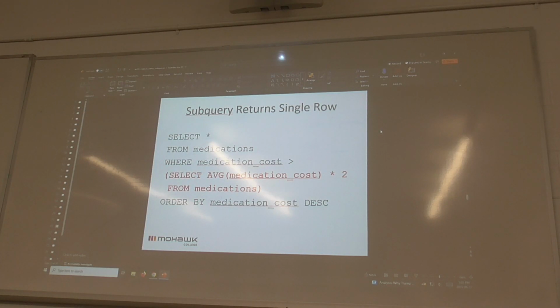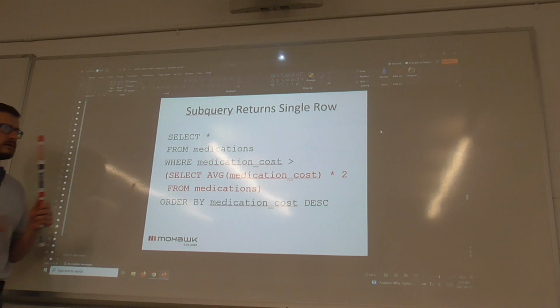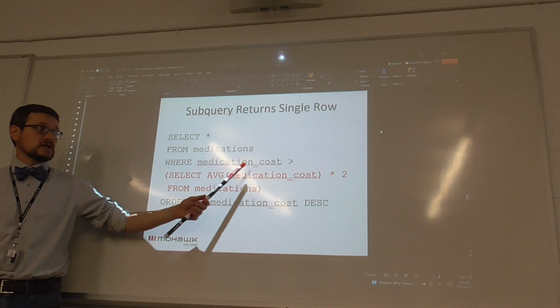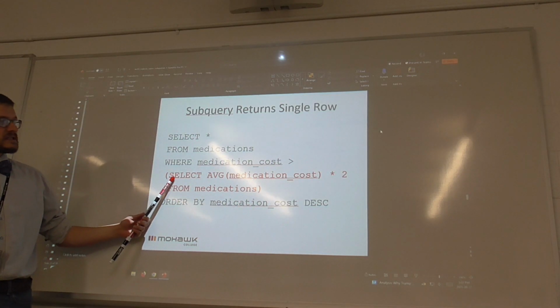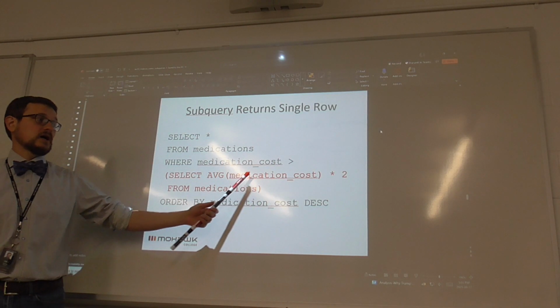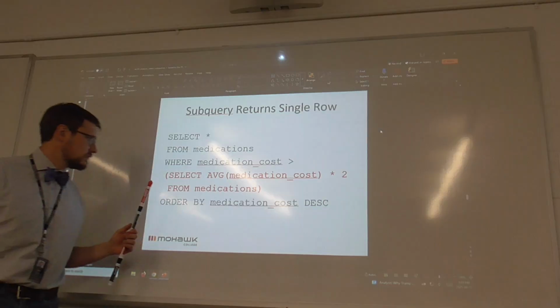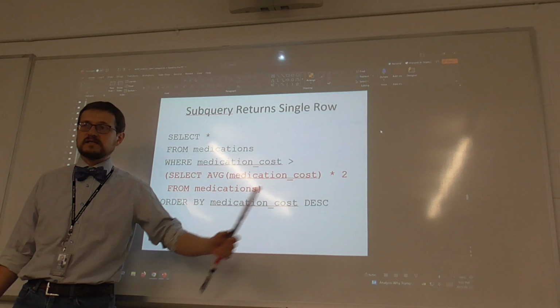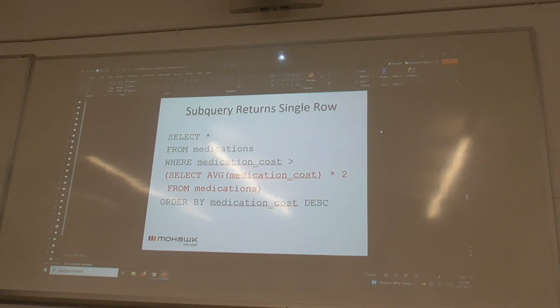So let's take a look at this one. Select star from medications, where the medication cost is greater than, select average medication cost multiplied by 2 from medications. Order by medication cost, descending. That actually even reads pretty well as English. Yeah. That's one of the nice things about SQL, you can kind of read it.